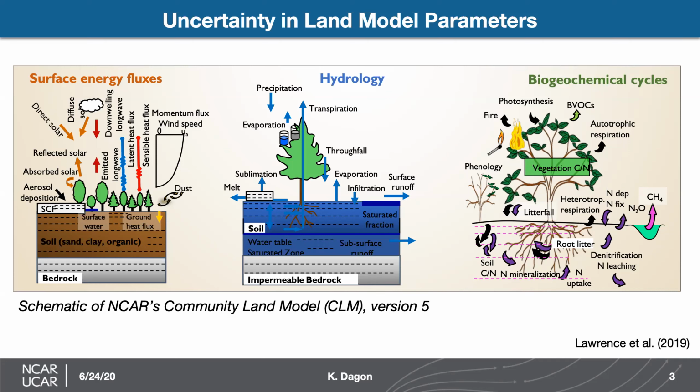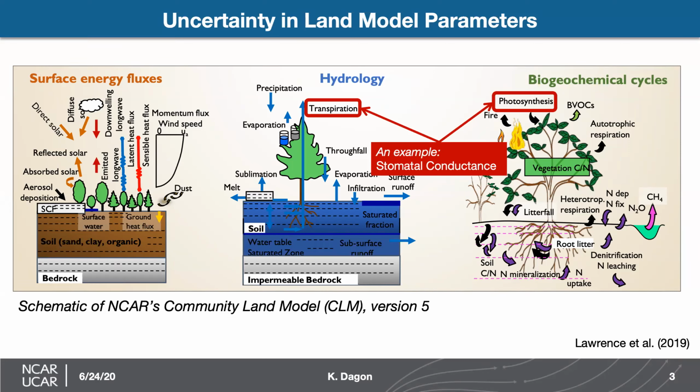And just to give you a really concrete example of what I mean by uncertainty in land model parameters, I'll talk just briefly about a particular model parameter that has to do with stomatal conductance, which is the trade-off between water and carbon in a plant. And it has to do with these particular processes, transpiration and photosynthesis, I've highlighted here.